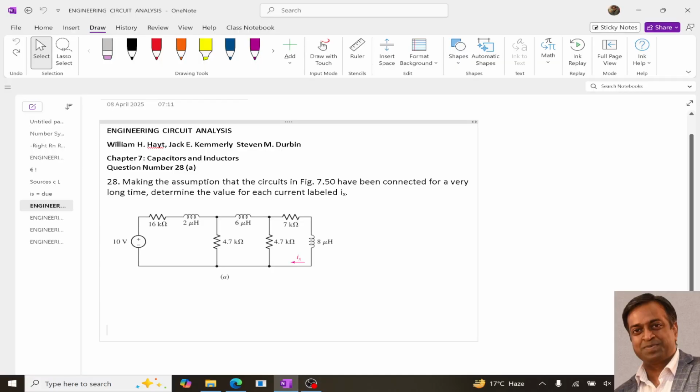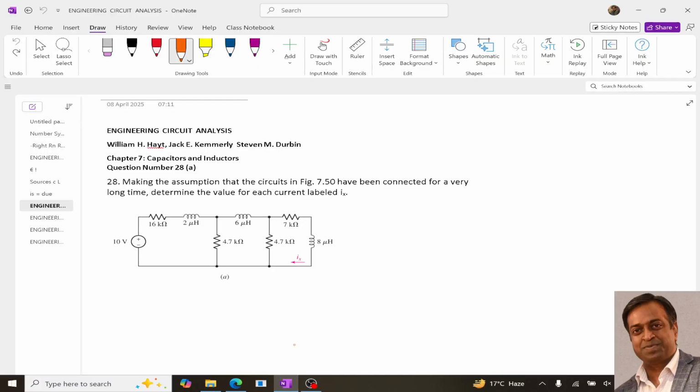Hello guys, in this video I am going to explain the solution of question 28A of chapter 7 from the book Engineering Circuit Analysis by Hayt, Kemmerly and Durbin. The circuit is given and we need to assume that the circuit has been connected for a very long time, and determine the value of each current labeled Ix. Means we need to determine the value of Ix.